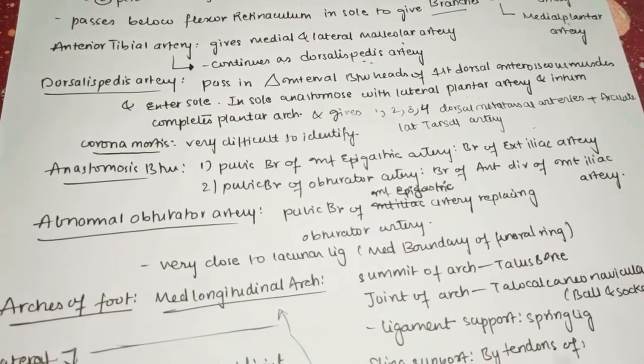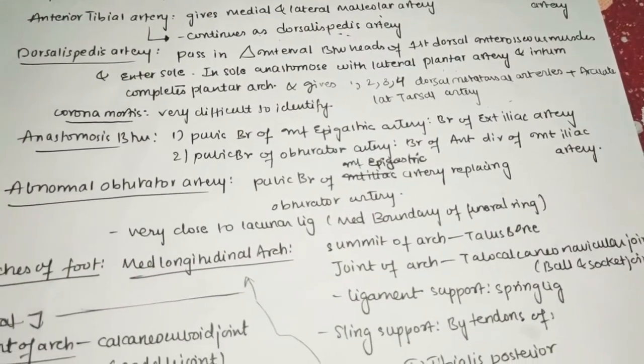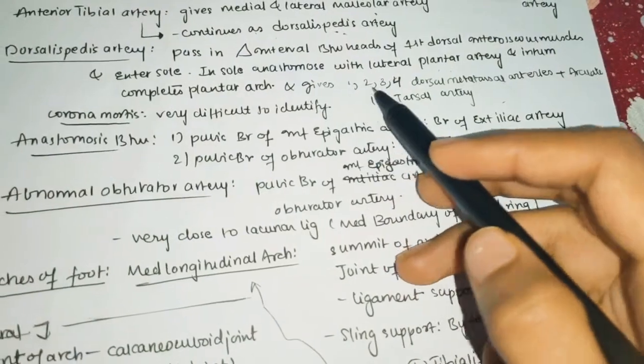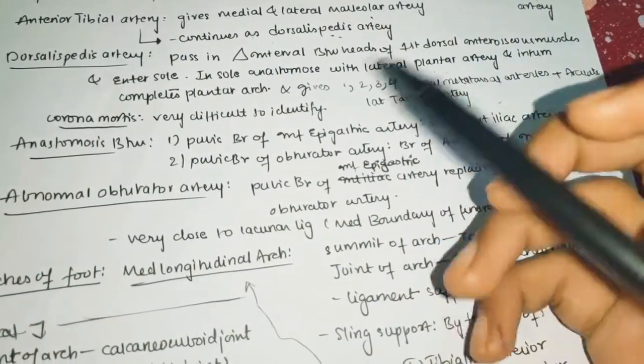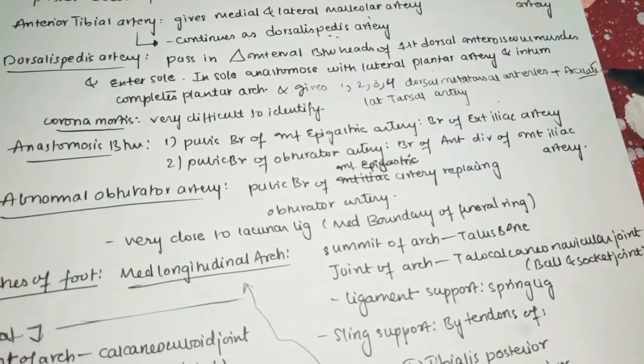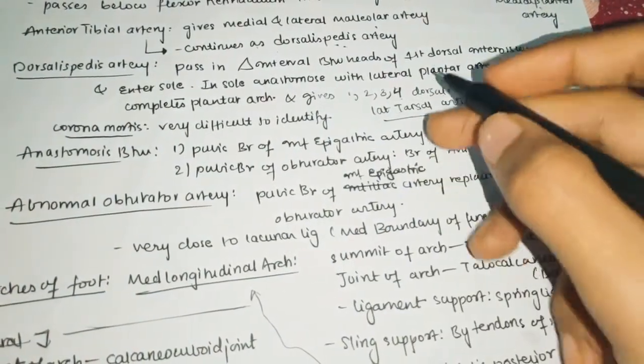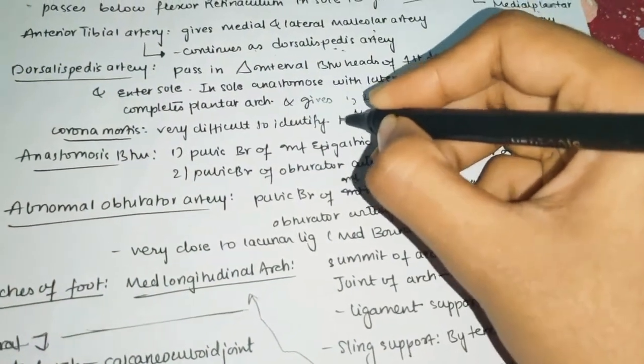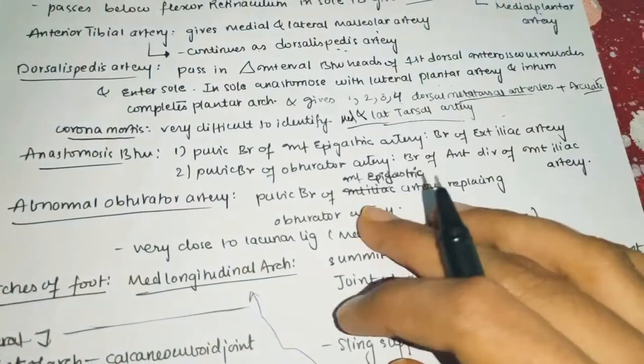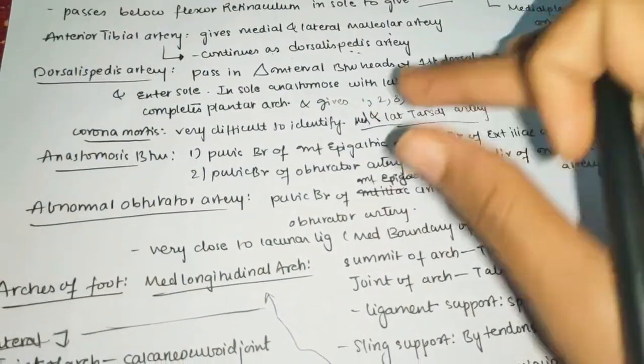So the dorsalis pedis artery helps to complete the plantar arch, and it also gives 1, 2, 3, 4 dorsal metatarsal arteries as branches, and also an arcuate artery, and lateral and medial tarsal arteries. All this I will show in the diagram.